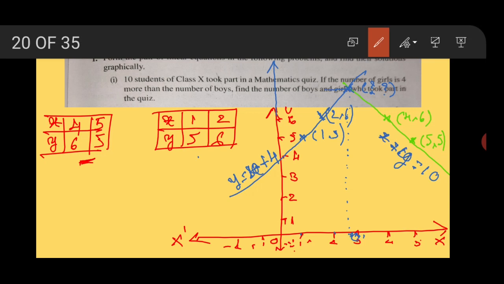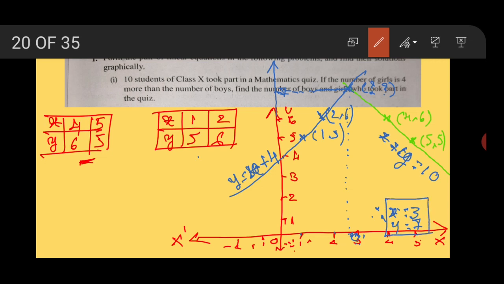Here also draw perpendicular to y axis. This is 7. So the 2 straight lines will meet at a point where x value is equal to 3, and what is the value of y? Y is equal to 7.